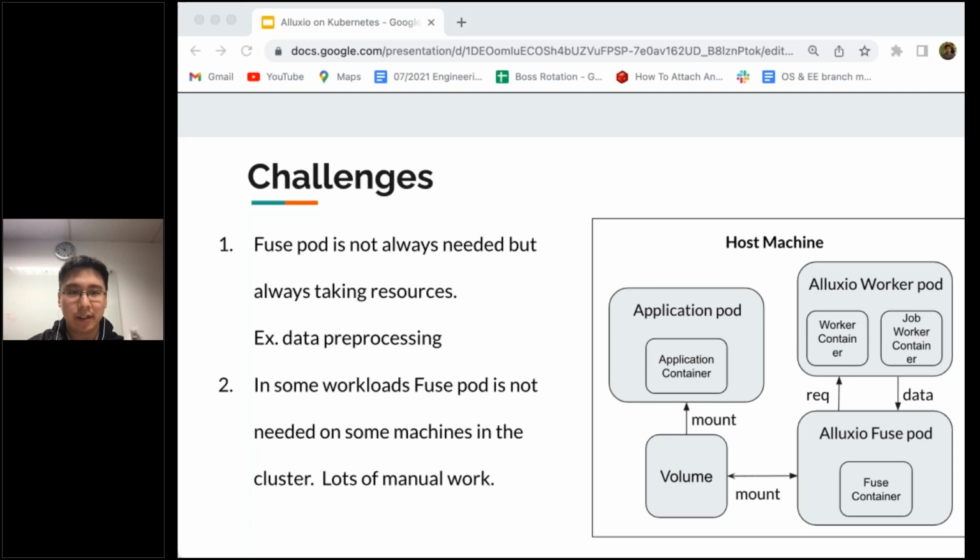Second, a lot of AI and machine learning training are done with GPU, which doesn't have a lot of storage space for worker. But Fuse pod has to be on this machine with GPU for Alluxio to work, which is very different from what our traditional setup looks like, that worker and Fuse are co-located and on all instances. This needs non-trivial manual work to configure where the pods should go.